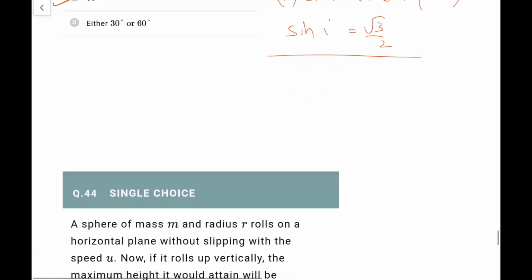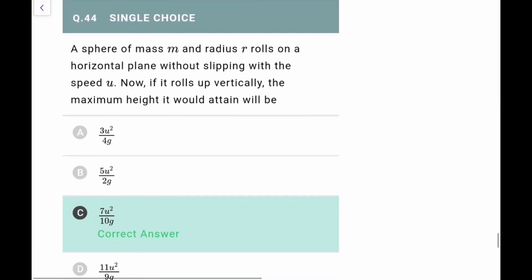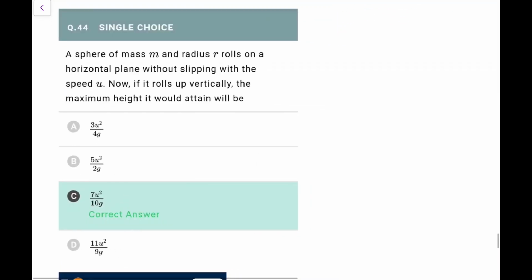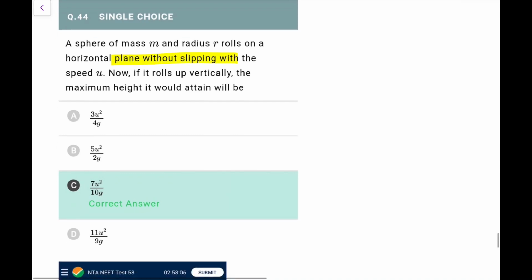Okay, next. A sphere of mass m and radius r rolls on a horizontal plane without slipping. I actually forgot to take this screenshot. This somehow got missed, so I have to take it from the explanation part.